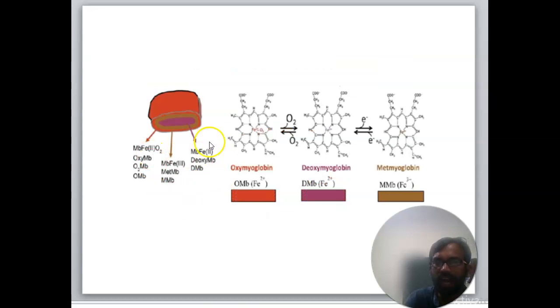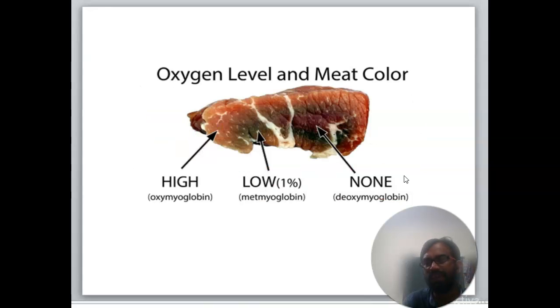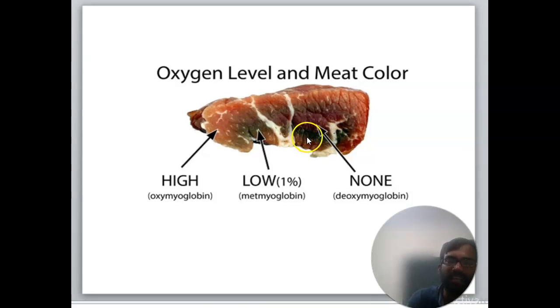And you can see oxyhemoglobin, deoxyhemoglobin, myoglobin and metmyoglobin, their structures, and their colors: oxymyoglobin, deoxymyoglobin, metmyoglobin. And for the oxygen level and meat color, high oxygen levels give oxymyoglobin, and low oxygen levels give deoxymyoglobin. These are the oxygen levels and meat color.